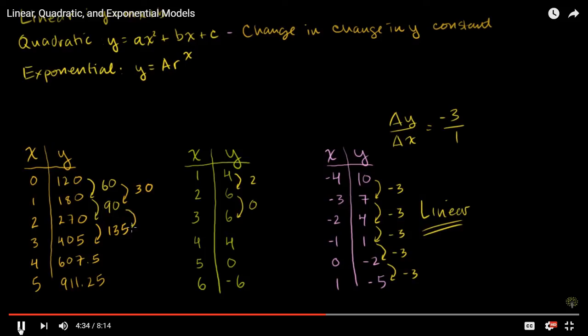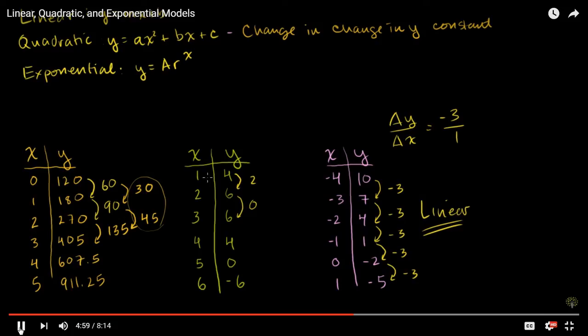So the change in the change, let's see, that is 45. So here the change in the change in y, or the difference of the difference, is not constant. We grew by 60, and then we grew by 90, which was 30 more than 60. Then we grew by 135, which is 45 more than 90. So this is not constant over here. So this tells us that this is not a quadratic function.